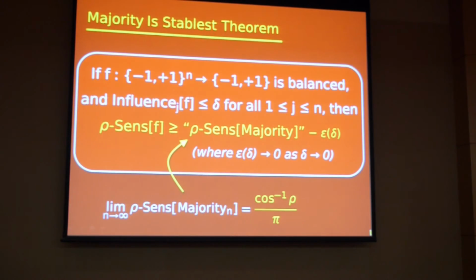And the majority is stablest theorem says that if you have such a function and it's not so much like a dictator, in the sense that all of the influences are small, then the rho sensitivity cannot be much more than this cos inverse rho over pi, which is the limiting rho sensitivity of the majority function. So this is what we want to prove. And in talking about how to prove it, it's actually a little bit important to see where this formula comes from. So let me try to talk about that now.